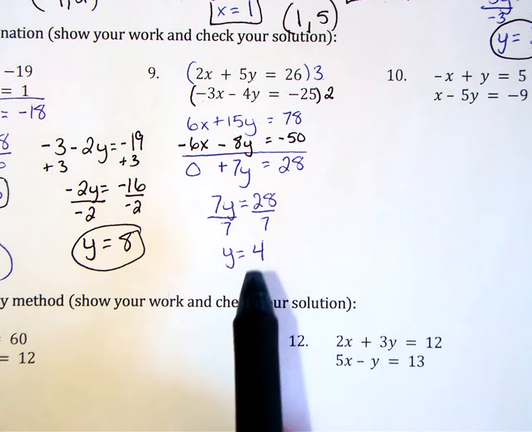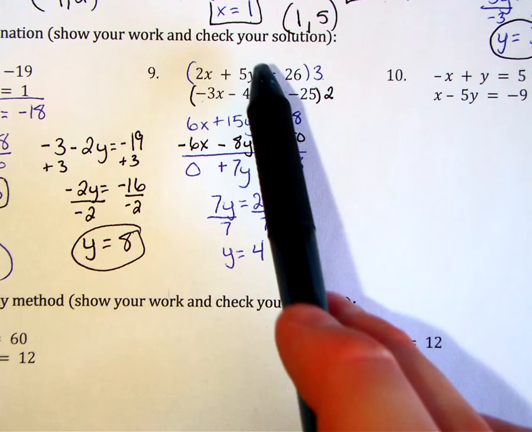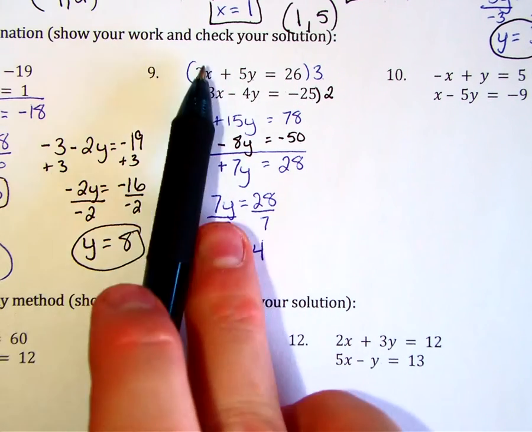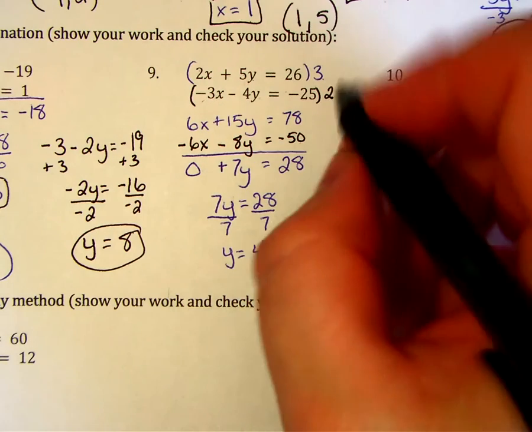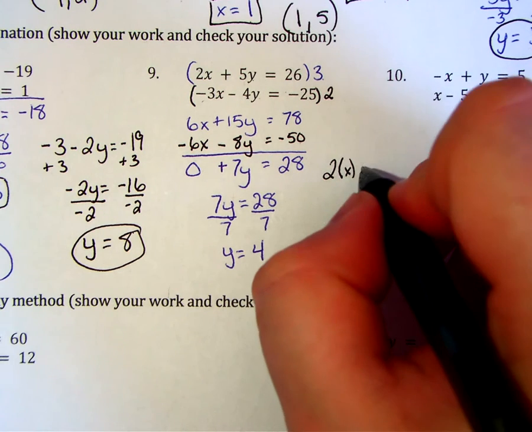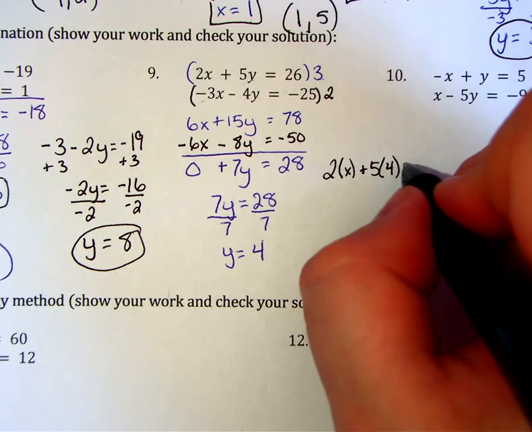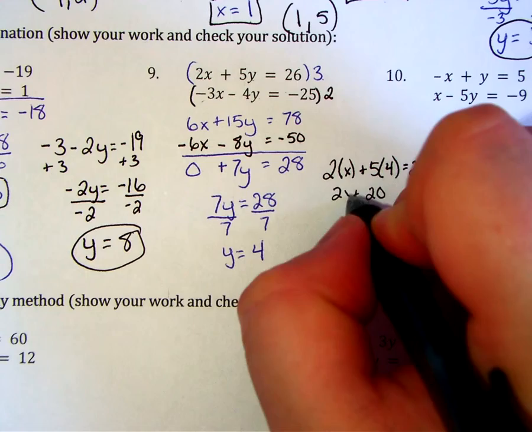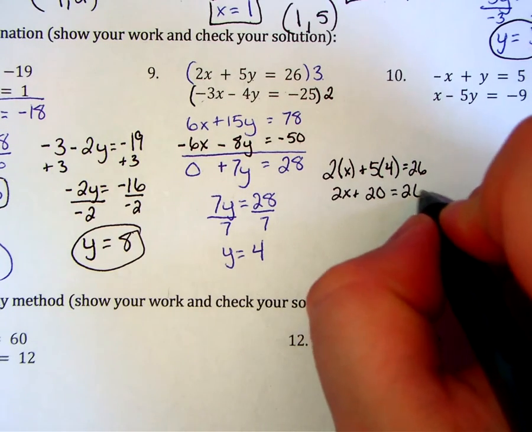Well, now it doesn't matter which equation I plug the y back into, since we manipulated both of them to be able to solve this system. But I'm going to go ahead and work with the top one because it's got all positive variables, which will make it a little bit simpler. 2 times x plus 5 times y, we know the y value before, equals 26. Sorry, 5 times 4 is 20, which equals 26.